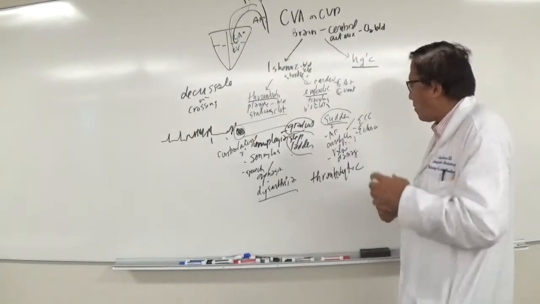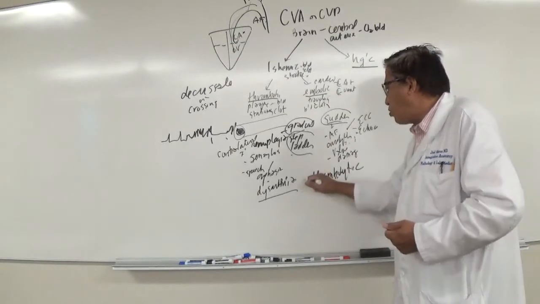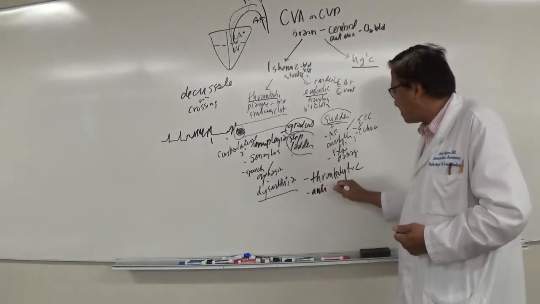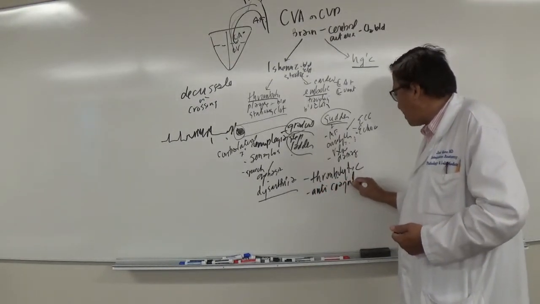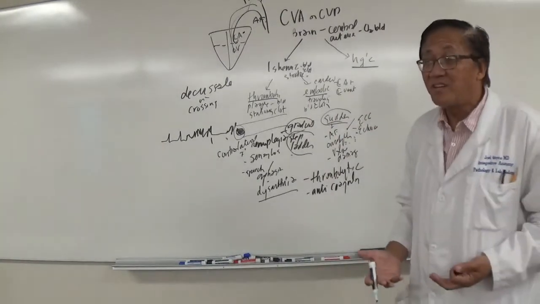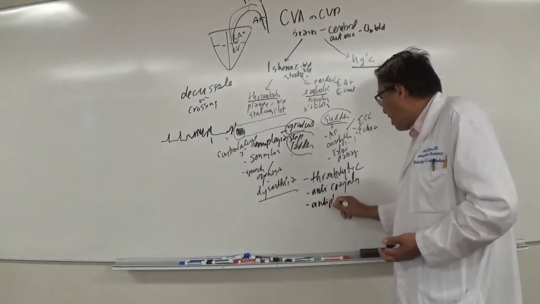Okay? Now, what's the difference between that and anticoagulants? This is going to dissolve the clot. What about anticoagulants, like heparin and warfarin? They prevent what? Further clot formation only. They cannot dissolve the clot. What about antiplatelet drugs?